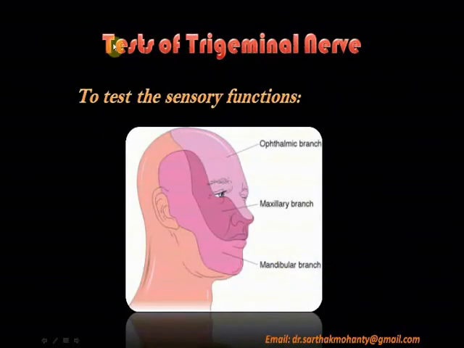So as we complete the course of the nerve, let's come to the test of the trigeminal nerve. To test the sensory function, first let's have a look at the regions it innervates. The ophthalmic branch supplies this part of the face, maxillary this part, upper jaw, upper lip, and this part of the cheek, and the mandibular nerve this part of the face.